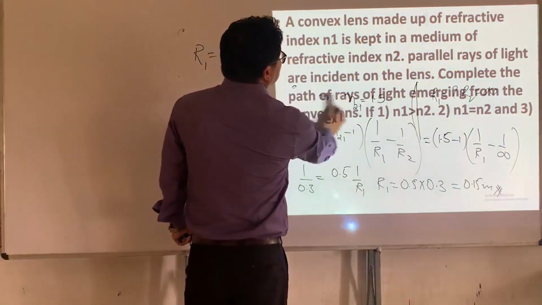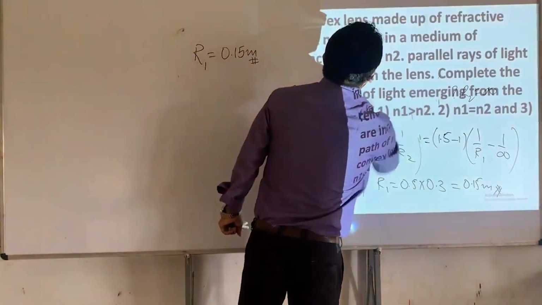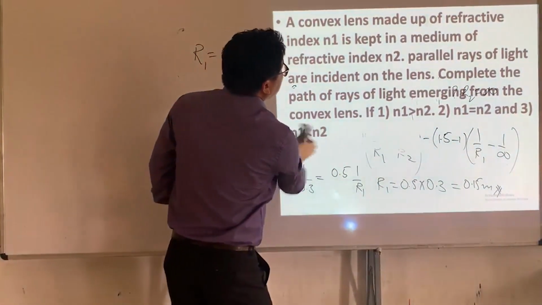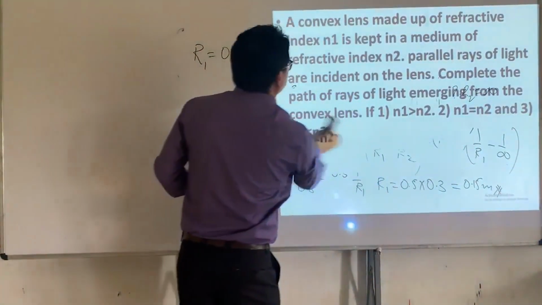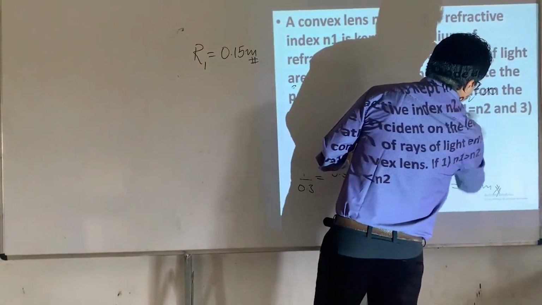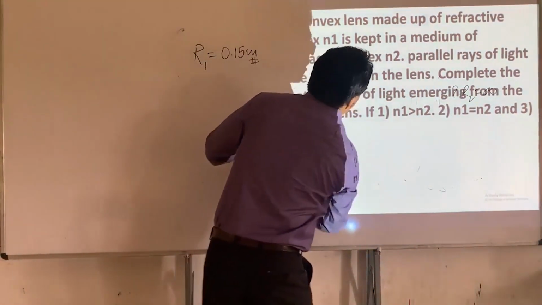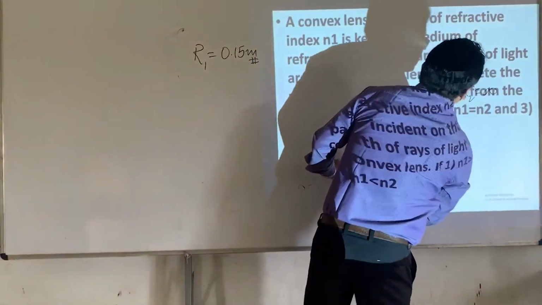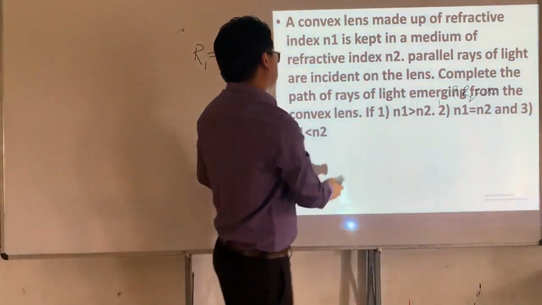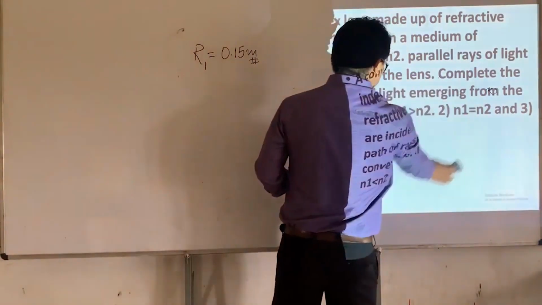A convex lens made up of a refractive index N1 is placed in a medium of refractive index N2. Parallel rays of light are incident on the lens. Complete the path of the rays. Alright, I have three conditions.